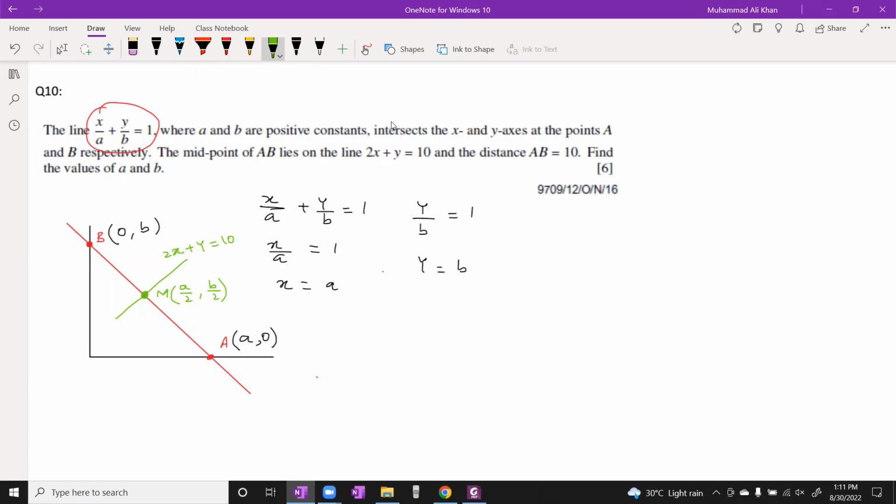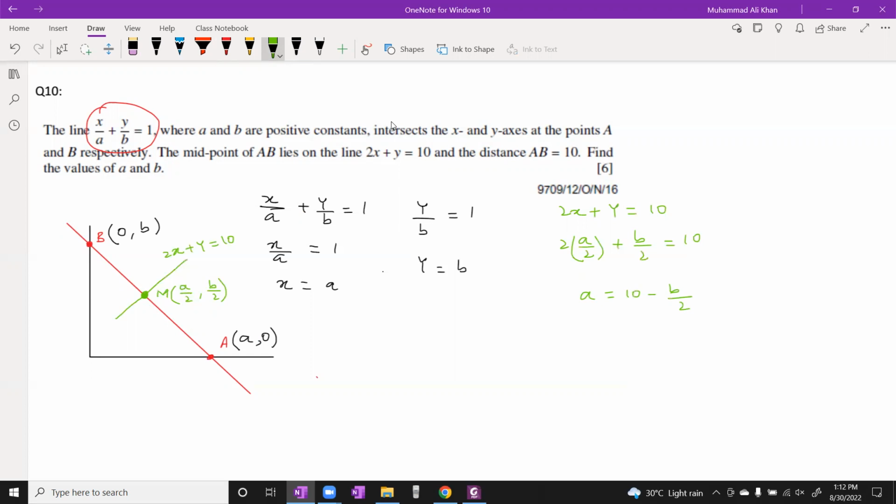हमें a और b की values निकालनी हैं, तो we must have two equations जिसमें a और b आएं, ताकि simultaneously solve करके values calculate कर सकें। ये जो green line है ये a upon 2, b upon 2 से pass कर रही है। अगर 2x plus y equals 10 में x की जगह a upon 2 और y की जगह b upon 2 रख दूं, तो 2 से 2 cancel out, a equals 10 minus b upon 2। a की value 10 minus b upon 2 आई। But we don't have any other equation.